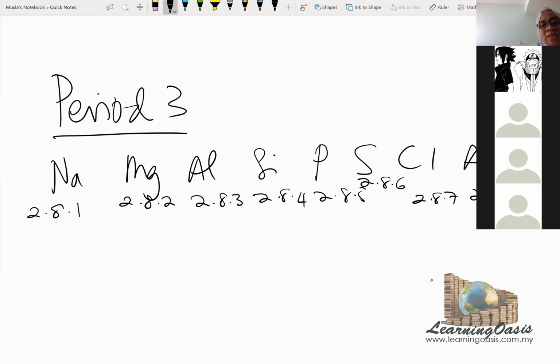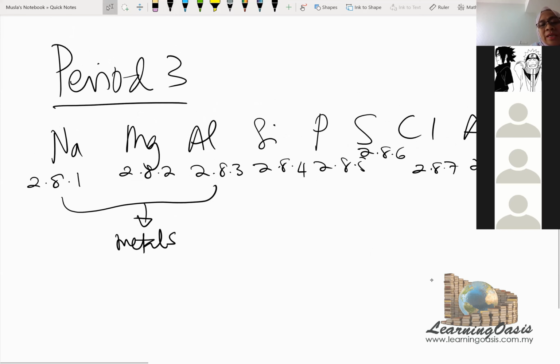When you talk about sodium, magnesium, aluminium, these are metals. So they show properties of metal. What are the properties of metal again? Malleable, ductile, sonorous, good conductor of electricity, it can turn into alloy and all those things. Right. And silicon is a metalloid. Metalloid means that it shows properties of metal but not as good as metal. It can conduct electricity but not as good as metal.